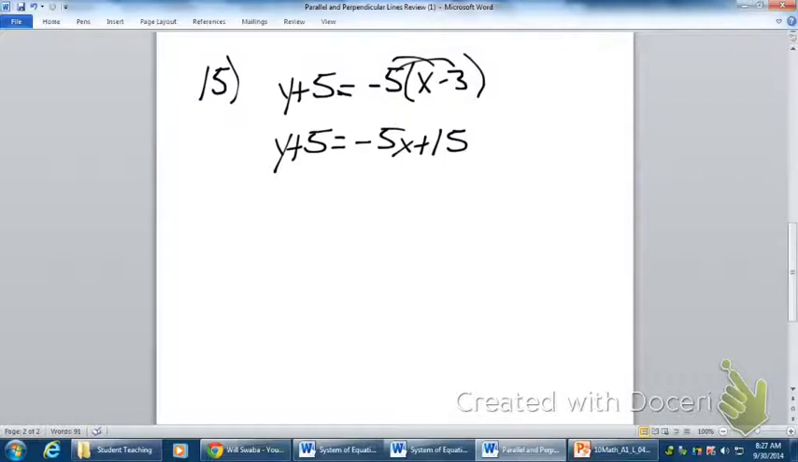You can do two different things. How can we get y by itself? If it's y plus 5, how do we get the 5 over to the other side? Well, not multiply, but if we have plus 5 over here, we need to get it over here. We need to minus 5 from both sides. Okay? So minus 5 from both sides, that's going to leave me with a negative 5x plus 10.